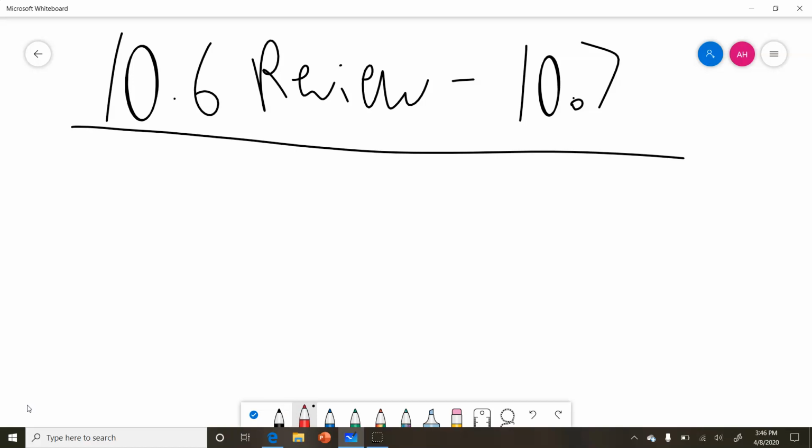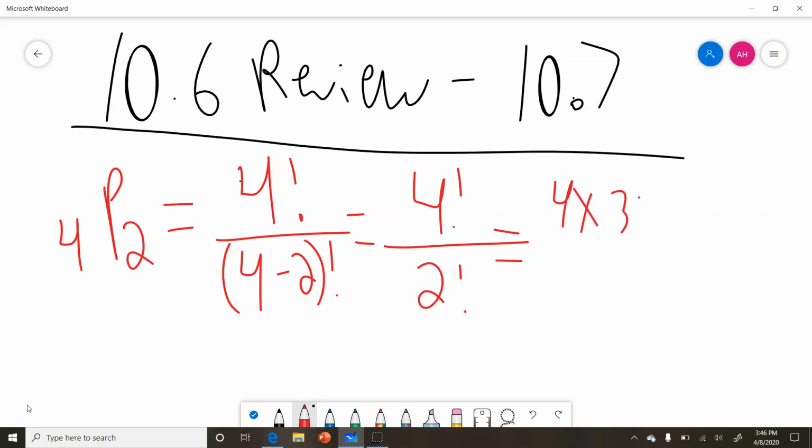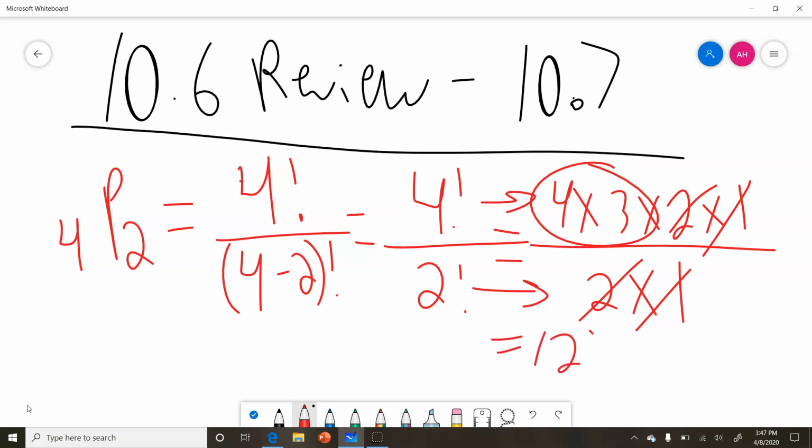So in this last lesson that you watched a video, it was something like 4P2, and you guys understood this. You got it right in the homework, so that was cool. You do 4 on the top, and then you do 4 minus 2 factorial on the bottom, which is 4 factorial on the top, 2 factorial on the bottom, which is you do 4 times 3 times 2 times 1, all that divided by 2 times 1. You cancel out what cancels out, and the top is left with 4 times 3, which equals 12. So that's our final answer, right?